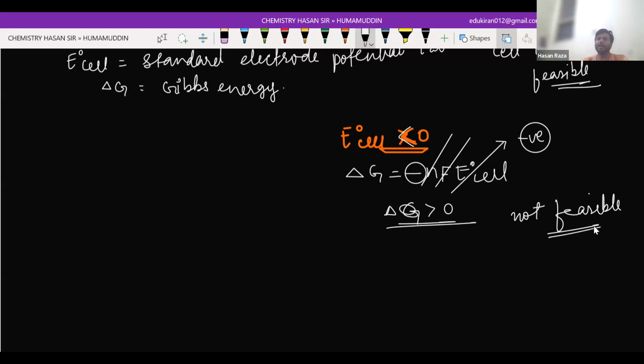What I want to say is that if in the question it has been asked whether the cell is feasible or not, if the examiner has not asked the value of delta G, if it only asks you to tell whether the cell is feasible or not, then what you need to do is calculate the value of E naught cell. If E naught cell is positive, then it is feasible. If E naught cell is negative, then it is not feasible, because the value of delta G becomes greater than 0. Is that clear? Yes, sir.